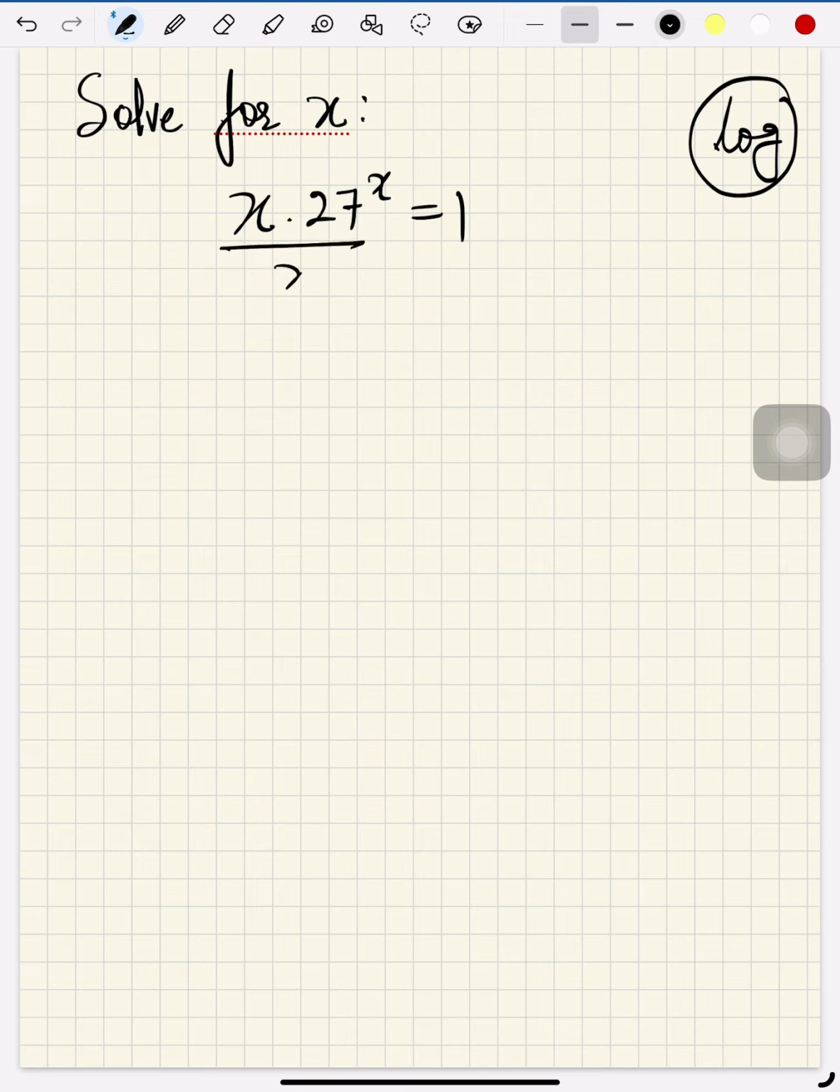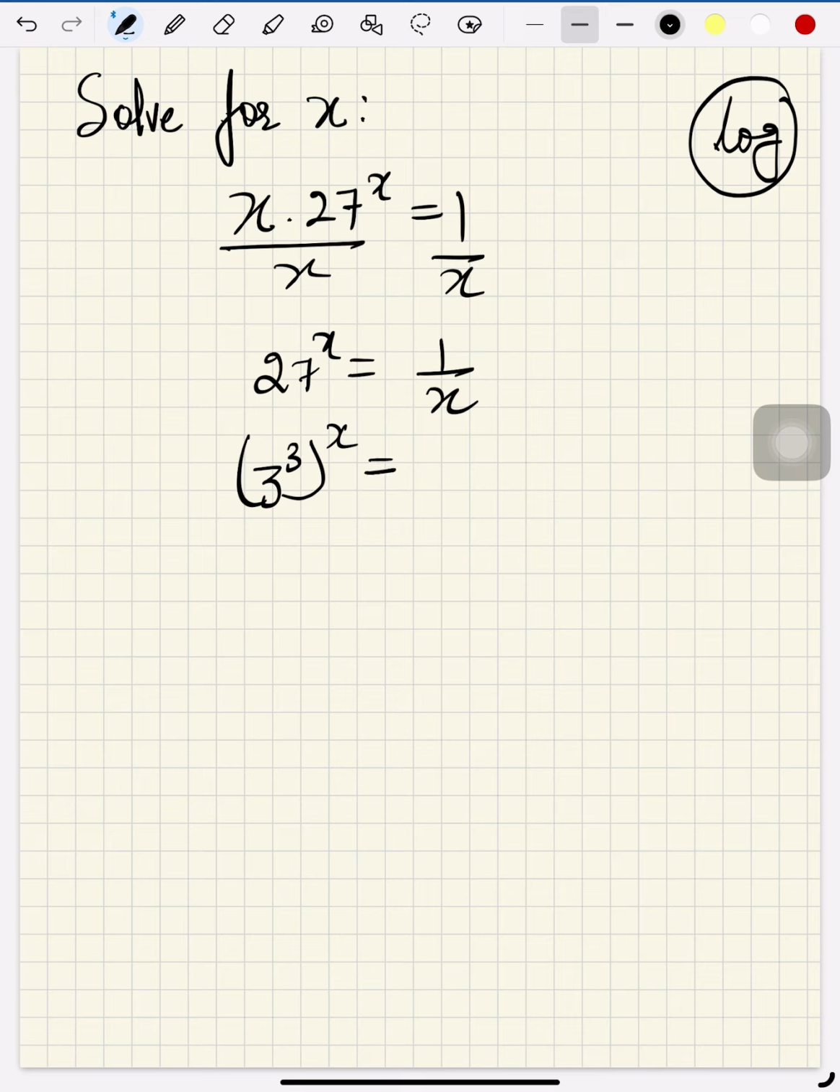First divide by x each side, so that gives you 27 to the power of x is equal to 1 over x. 27 we can write as 3 to the power 3, so we can write 27 as 3 to the power 3 with the power of x is equal to 1 over x.